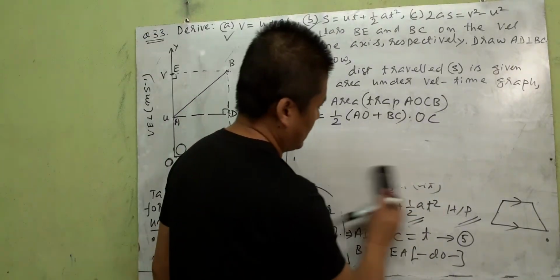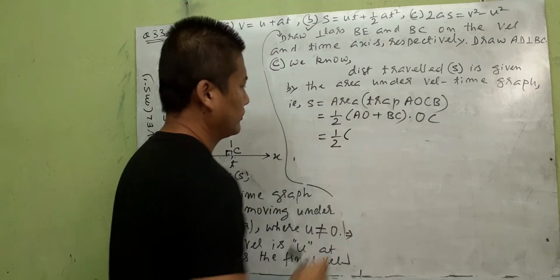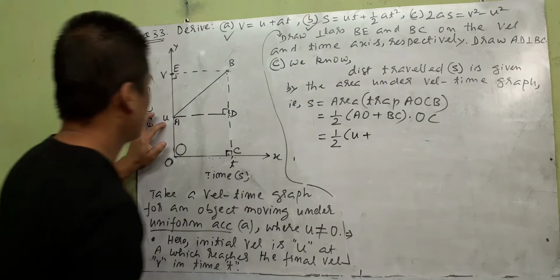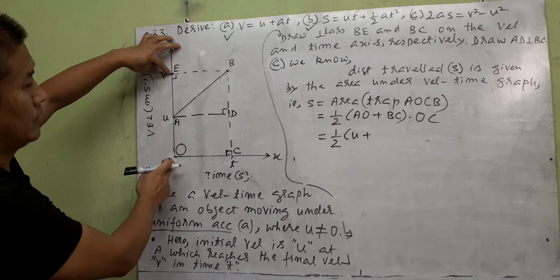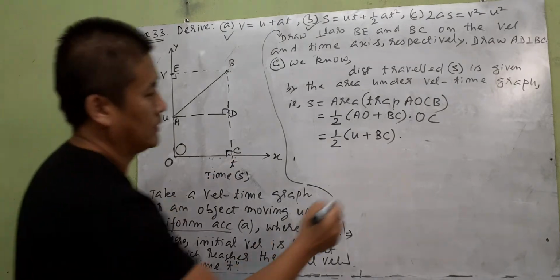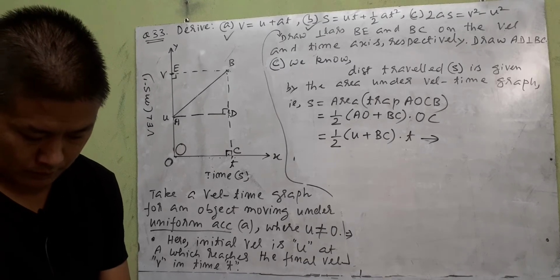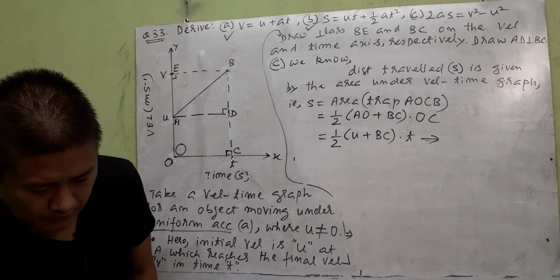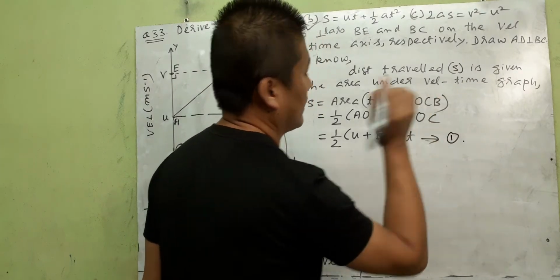Now as we continue, we will get here half into AO, which is directly given as U, plus BC, into OC. OC is directly given here as T. So let us put this as equation 1.